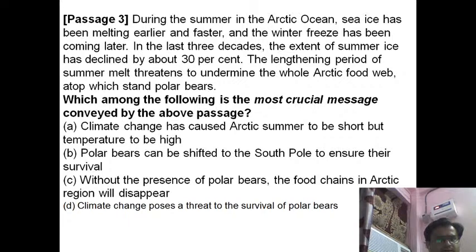Now comes the next one. See, start reading this passage. It's a nice one as well. Take your time to read the passage.